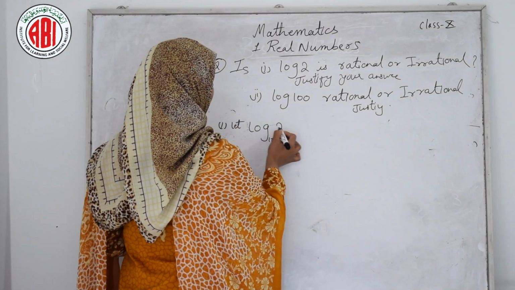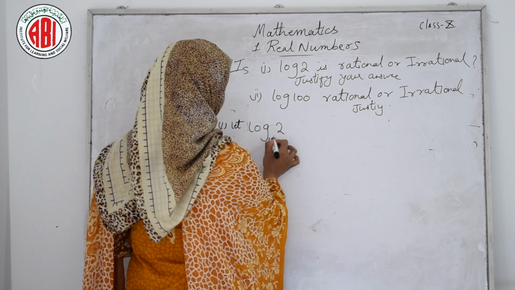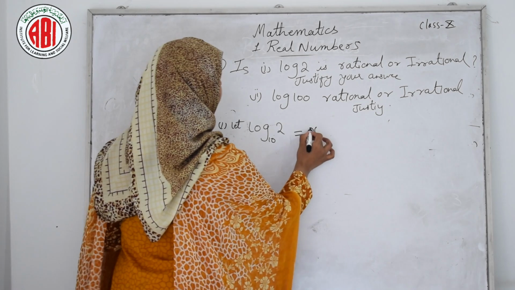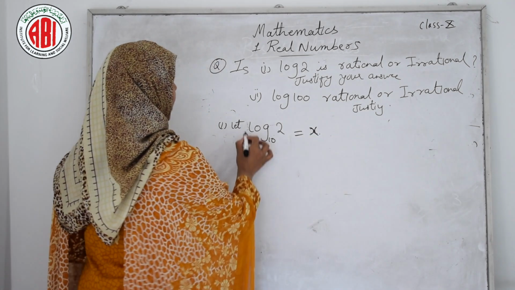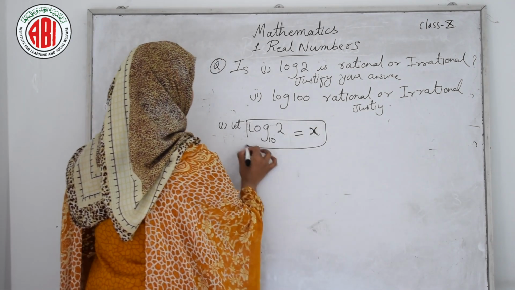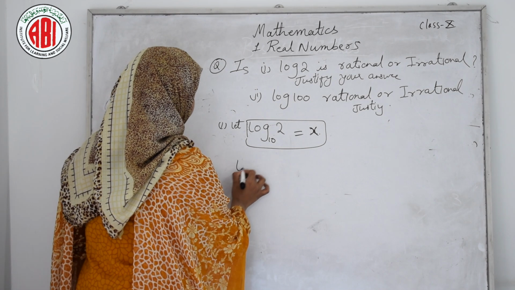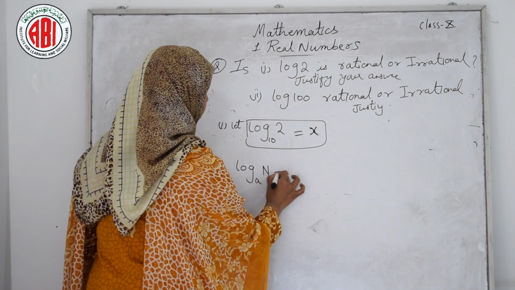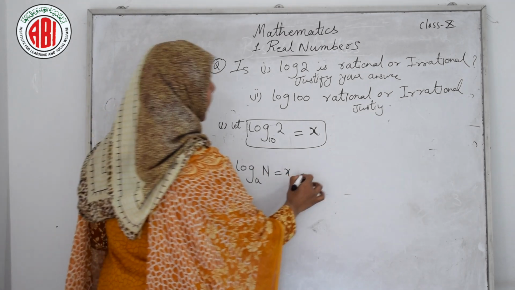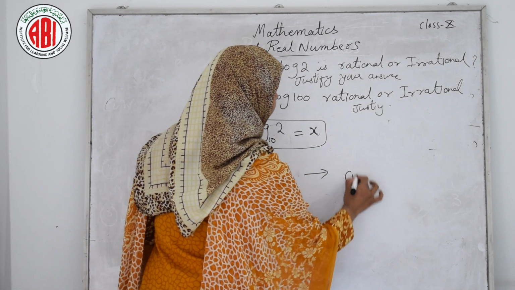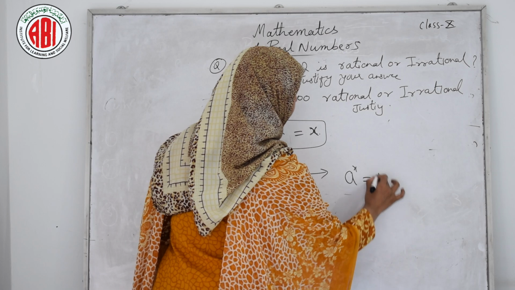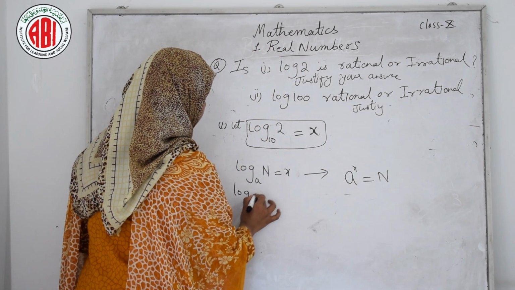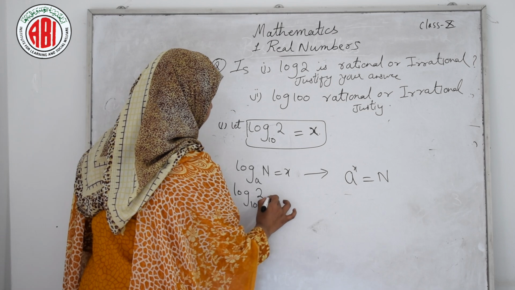Let log 2 base 10 be equal to x. Let us take it as x. This is the logarithm form. The logarithm form is log n base a is equal to x. This logarithm form, let us convert into the exponential form: a power x is equal to n. Let us see what we can get. Log 2 base 10 is equal to x.